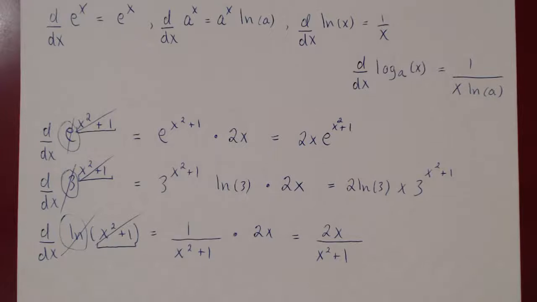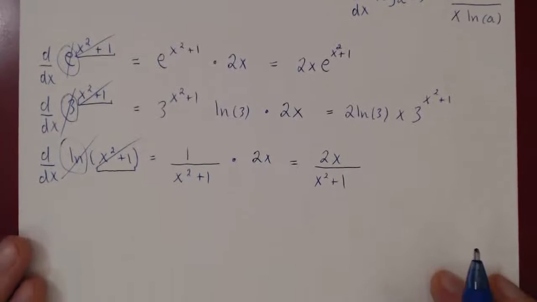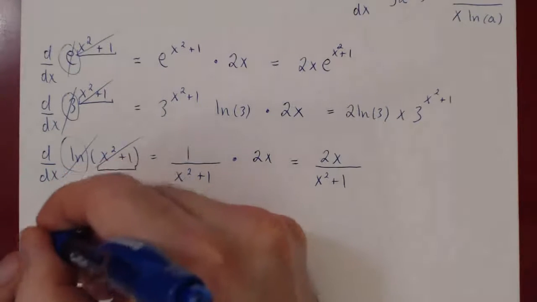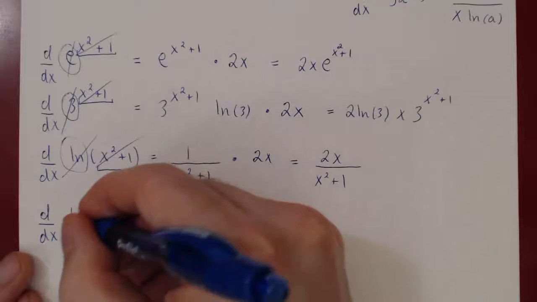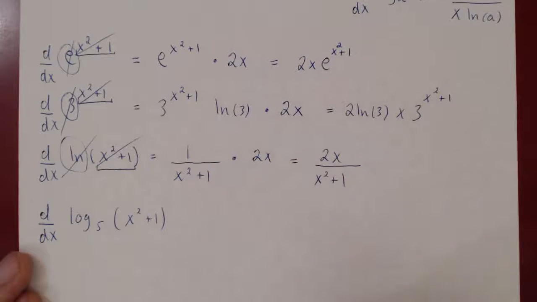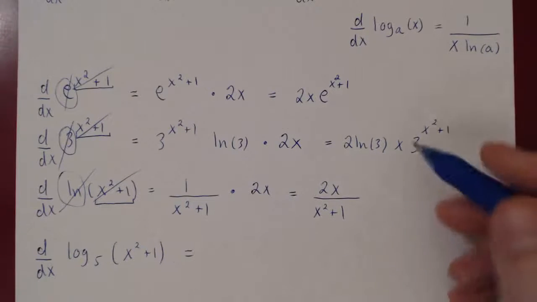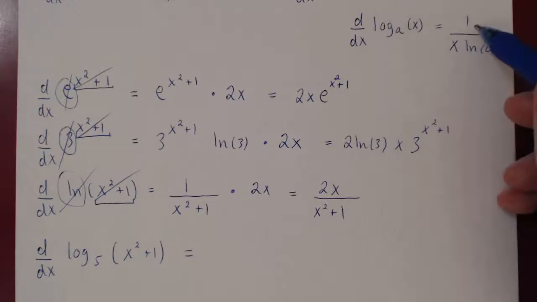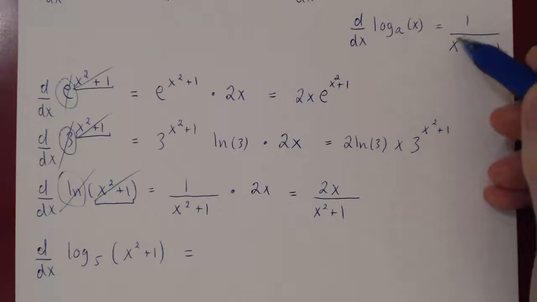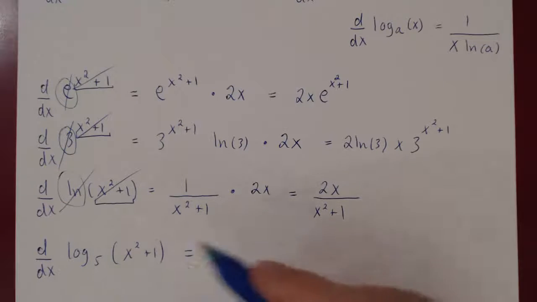What if we had a different base for our logarithmic function? What if the base was not e? What if the base, say, was 5? So what if we ask for the derivative of the logarithmic function base 5 of x squared plus 1? Well, the outside function is once again the logarithmic function, and the derivative of any logarithmic function will be 1 over the argument. To differentiate this logarithmic function, you have 1 over the argument, 1 over x squared plus 1.